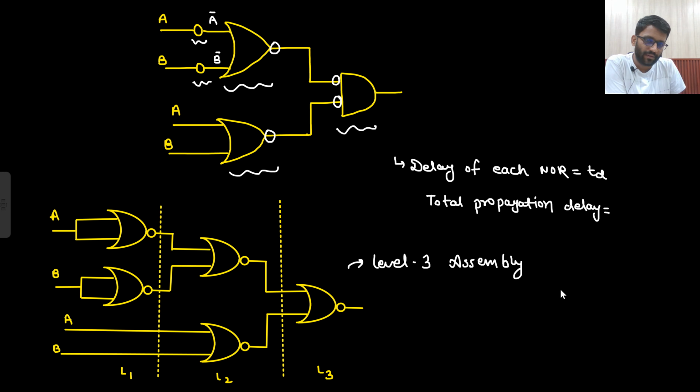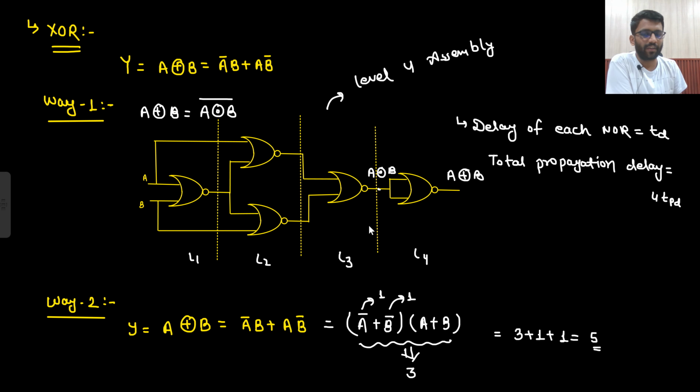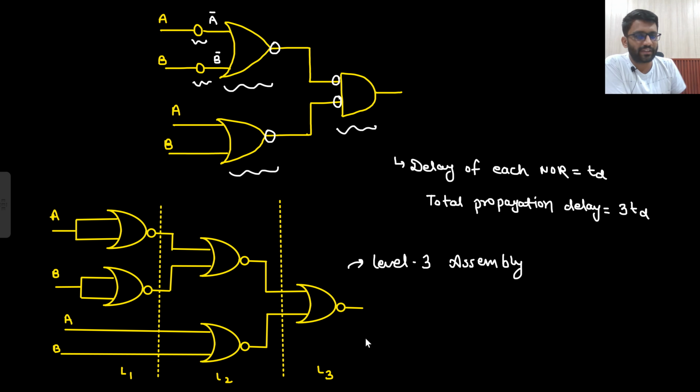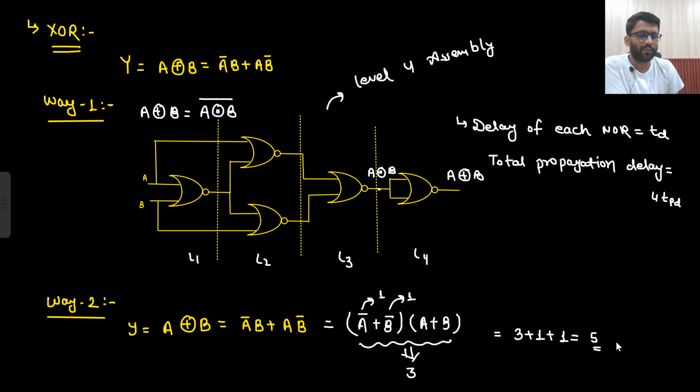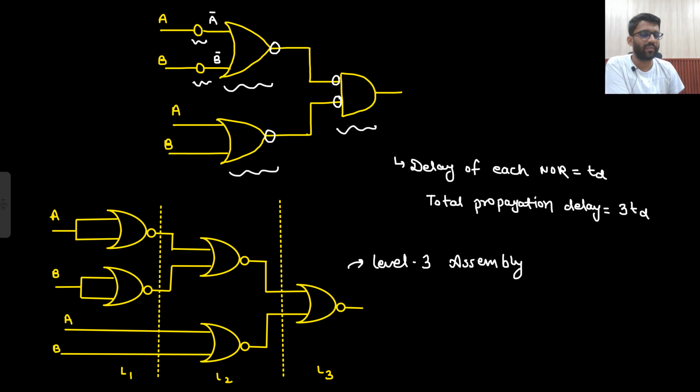Okay. So if this is taking TPD delay, then how much delay will this take? Because this is 1 level, 2 level, 3 level, so 3 TPD delay it will take. So based on the requirement, you will see what you need to implement. If you need both the functions, then you will take this particular structure. But if you need only the XOR function, then you will take this particular structure. So that would be your answer. So 3 TPD delay in this one and 4 TPD delay in this one. Based on the requirement, you need to check.